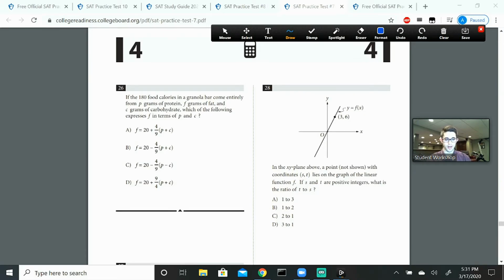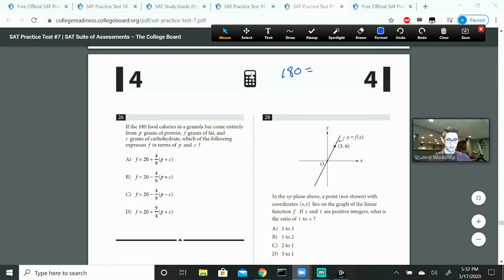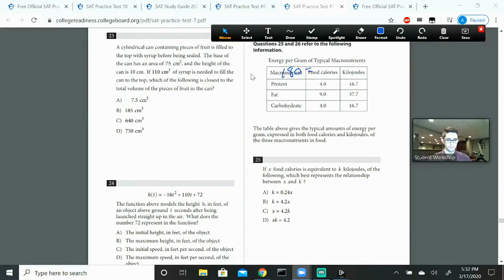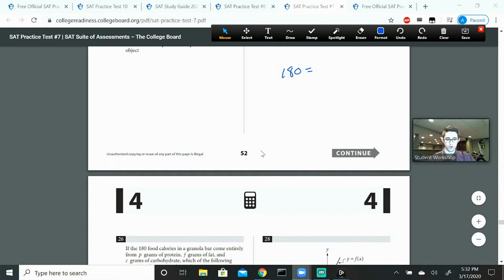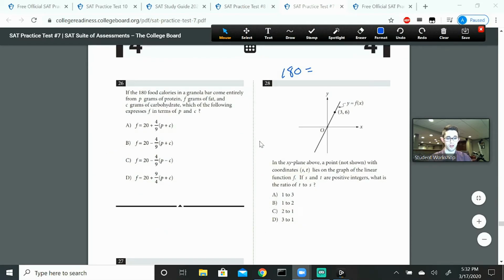Now we have 180 calories is equal to what comes from P grams of protein. Now we have this ratio above that says that for each gram, it's energy per gram. So the amount of calories per gram, which is going to be very important for converting our grams of protein, fat, and carbohydrate into calories.